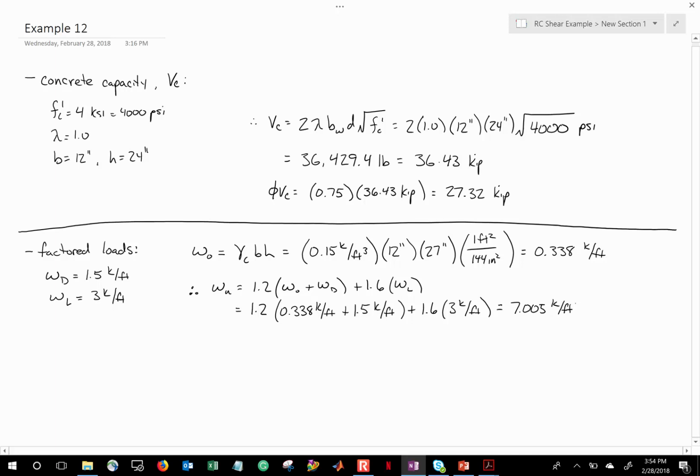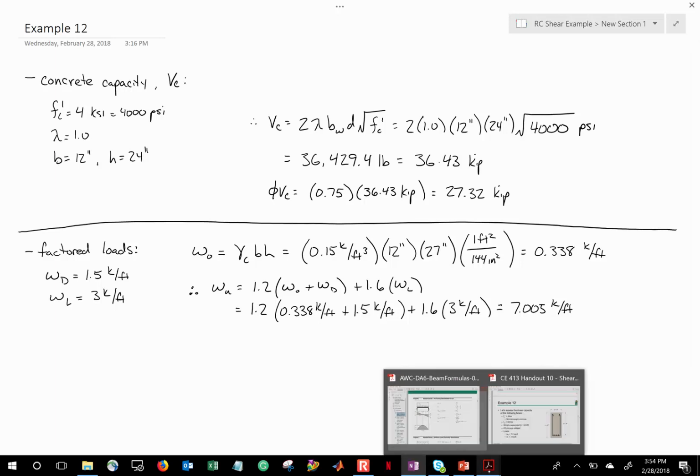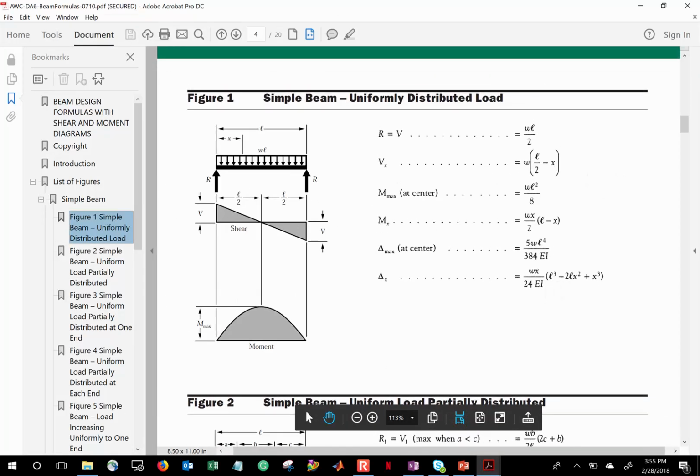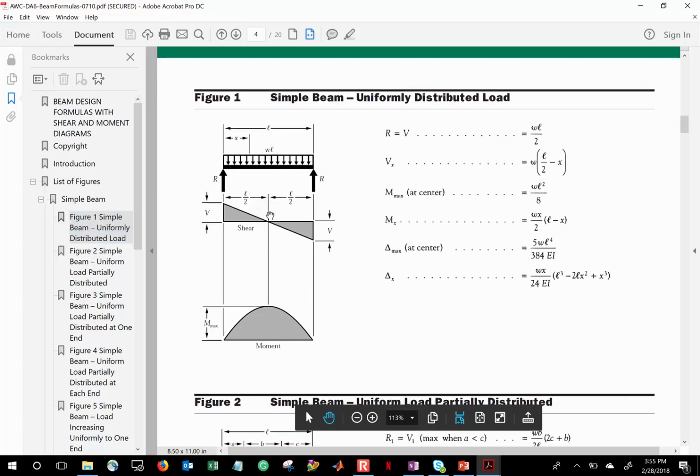Now, it might be tempting right now to say, all right, mu is WL squared over 8, but we're not looking at moment, we're looking at shear. So a couple things, let's pull this up. This should be fairly familiar. This is our simply supported beam uniformly distributed load analysis. Now, I really want to take a look at the shear diagram here on the left. So one of the things you'll note, where is your maximum shear? It's always at the supports. Now to compute that maximum shear, we just use WL over 2.